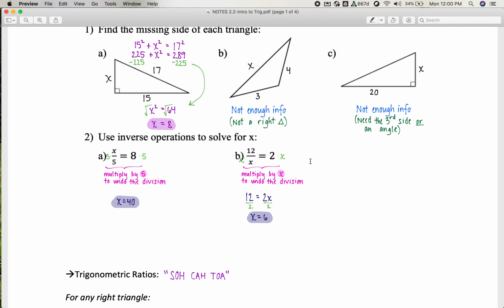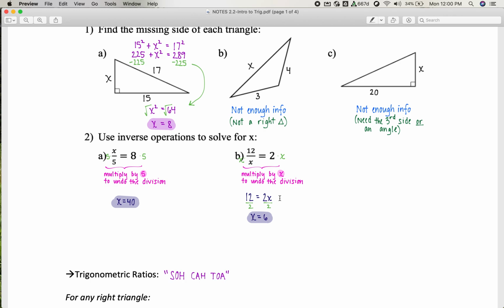The second equation is going to involve one extra step because the x is in the denominator. We can start off the same way. 12 is currently being divided by x, so if we multiply both sides by x, we undo the division, leaving us with 12, and on the right side we now have 2 times x, or 2x.